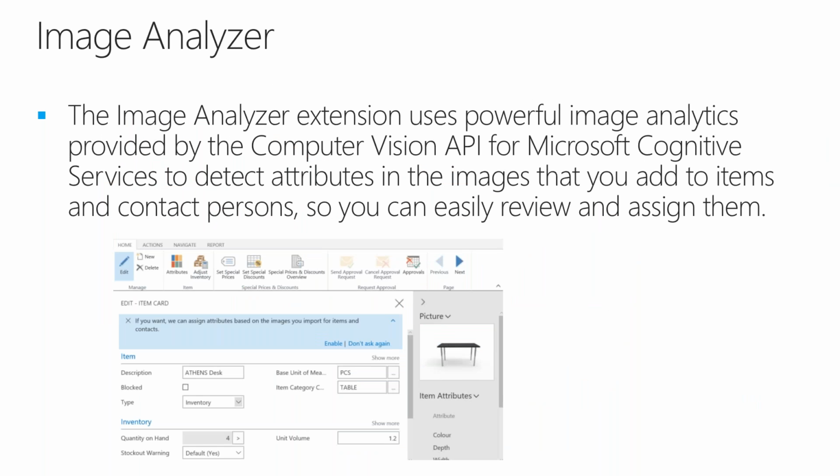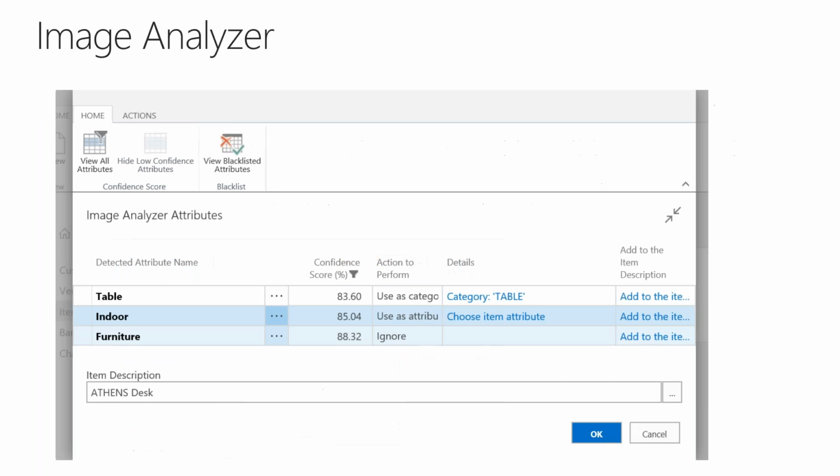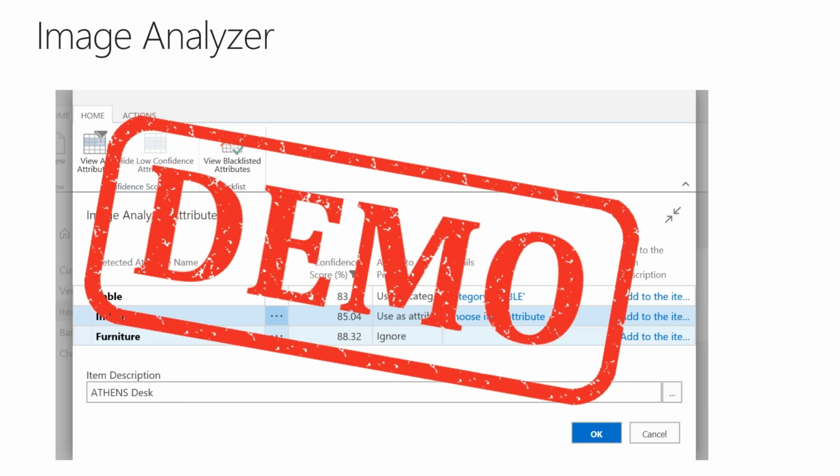So let's go on. We have something called Image Analyzer here. In 2017, we were introduced with Cortana. And Cortana is artificial intelligence where we can set up data. And in this case, it has been implemented directly into NAV. And the image analyzer is an extension that is provided by the computer vision API for Microsoft Cognitive Services. And what you can do with that is that you can enter a picture, and it will try to find out what it can find out about this.